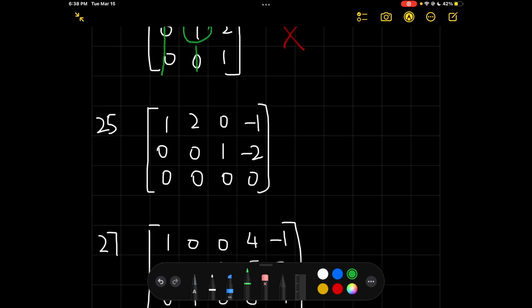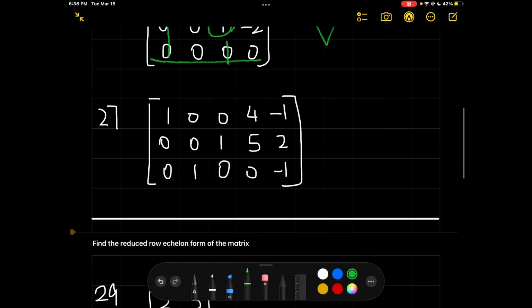Question 25, we have 1 and the others are 0. And this one is 1, the other is 0. And the last row is all 0, and that satisfies also going downward to the right. It is reduced echelon form.